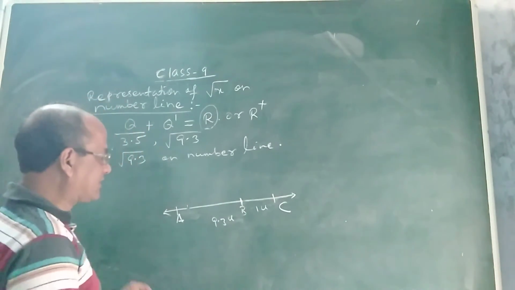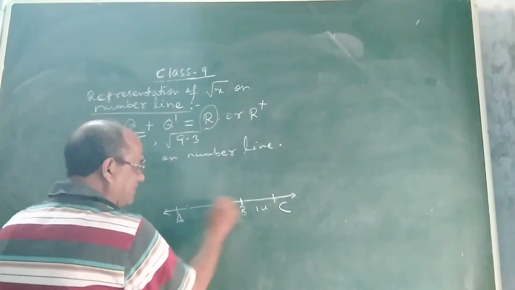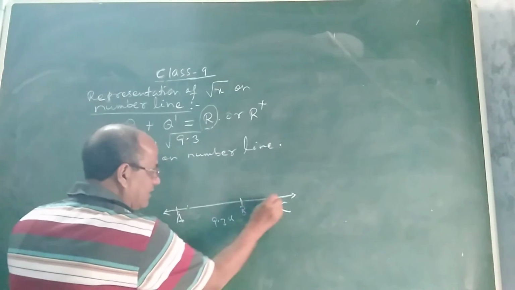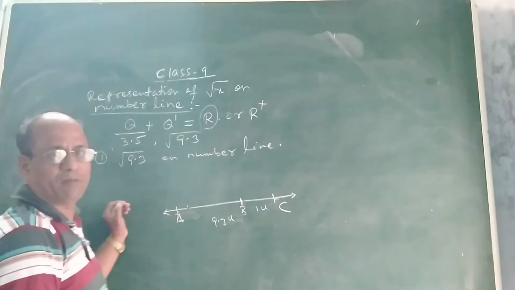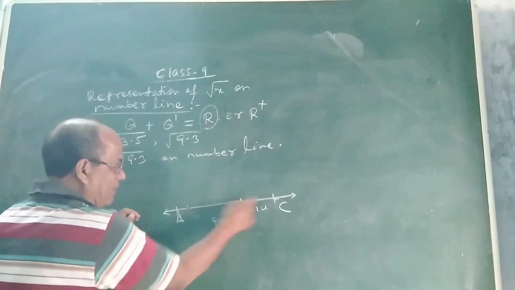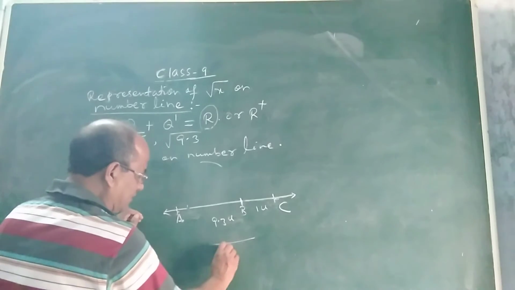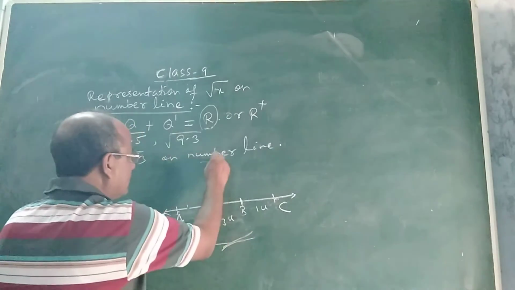Okay, now what is the next step? The next step is you bisect the line segment AC. Bisect AC. You know how to bisect a line segment, taking more than half of AC. Taking more than half of AC, you bisect the line segment. Suppose this is my bisection. Now see.